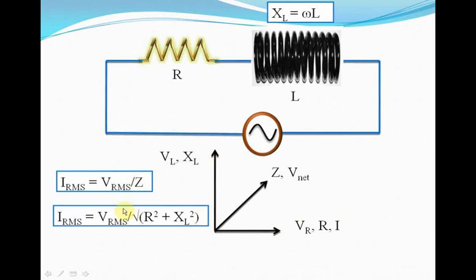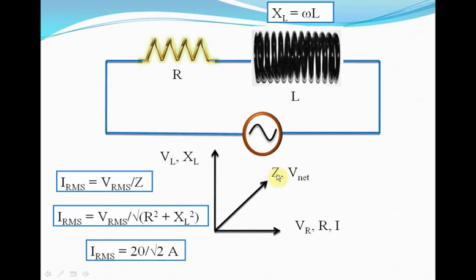And VRMS is known, and R is known, and XL is known because XL is omega L, and both omega and L are given in the question. Therefore, by substituting all these values, we get the net value of the root mean square current as 20 by root 2 amperes. Now this is the value of the root mean square current.